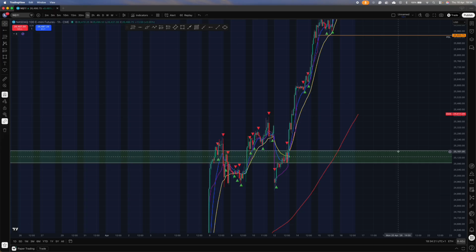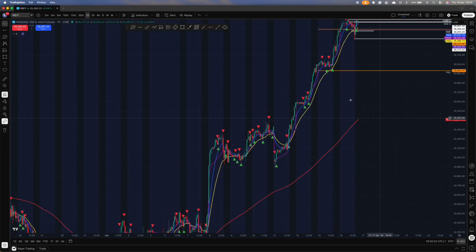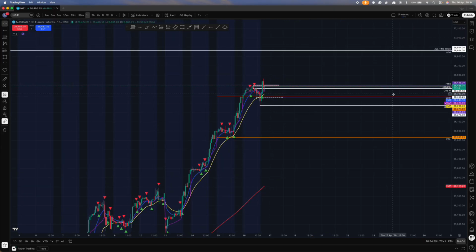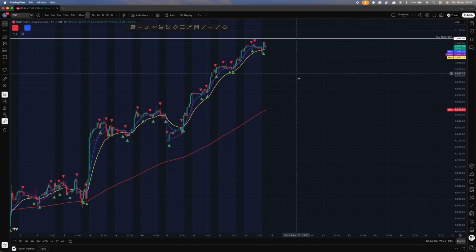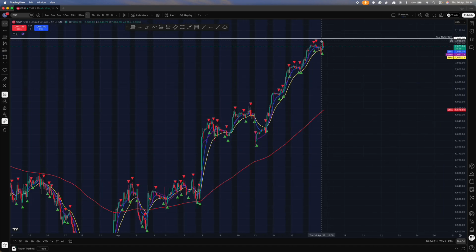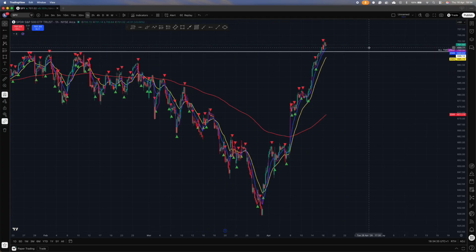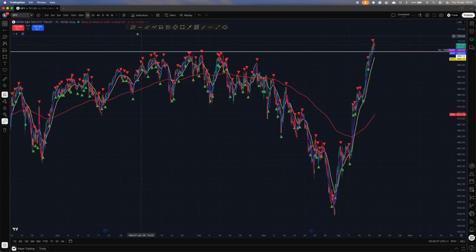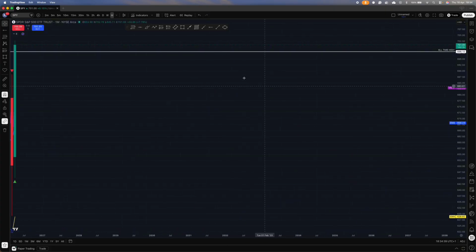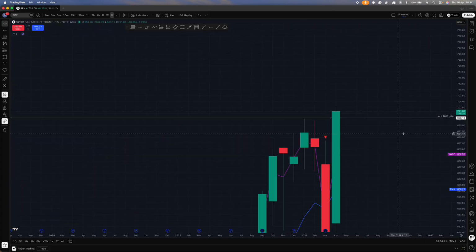So in terms of price action and how market is moving, especially, so we're pushing to all-time highs right now. So if we go to ES quickly, so ES is actually, let's go to SPY. So SPY's all-time high is here. Let's go to the monthly chart. So the monthly chart for SPY, all-time highs is right here.